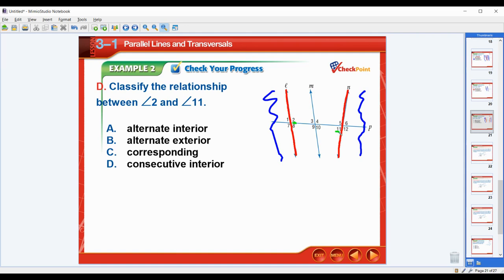So since they're on the interior, we have 2 options, alternate interior or consecutive interior. And the question is, are these on the same side of the transversal or are these on different sides of the transversal? As you can see, since P is our transversal, these are on opposite sides. So this will be alternate interior.